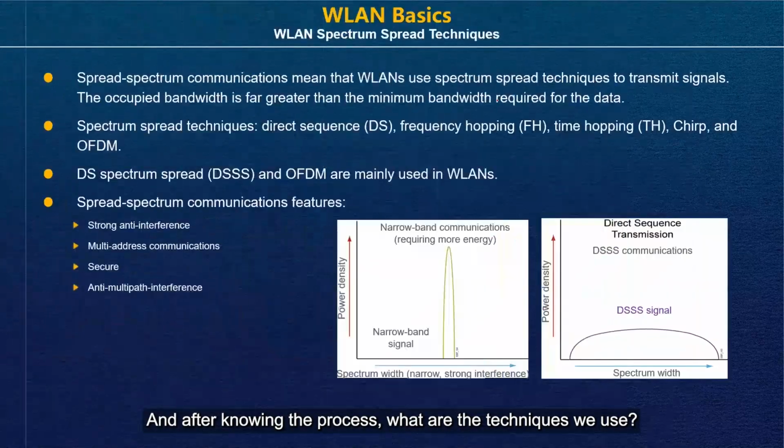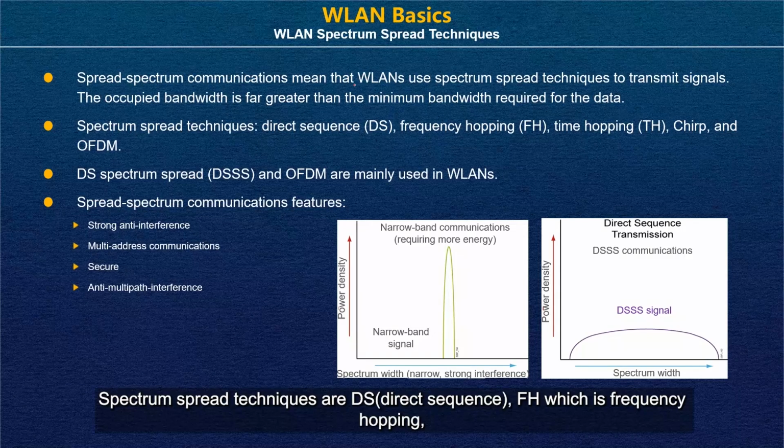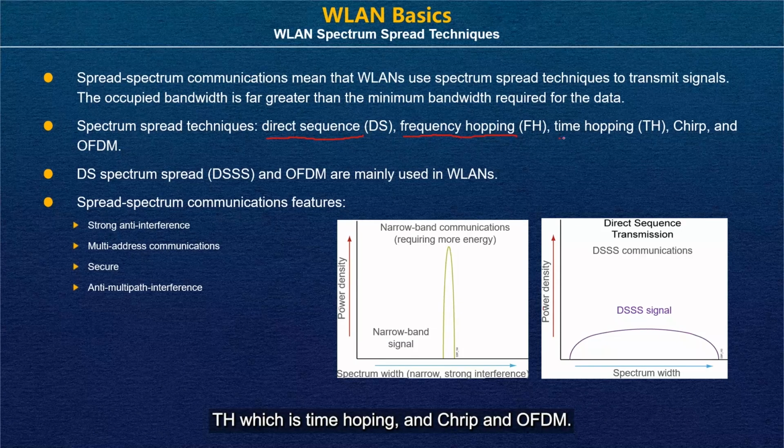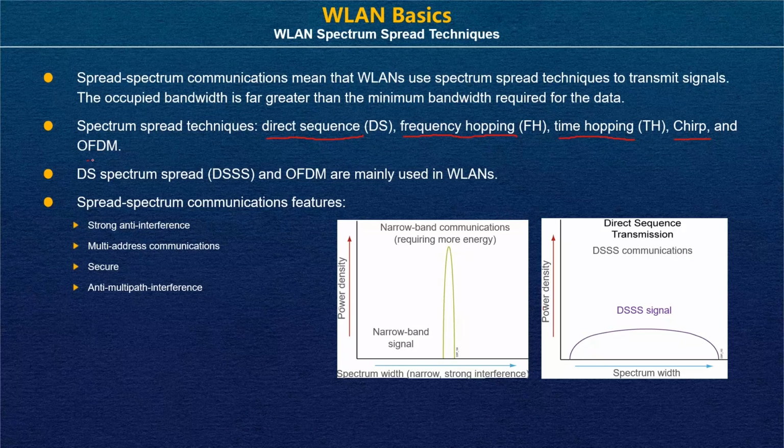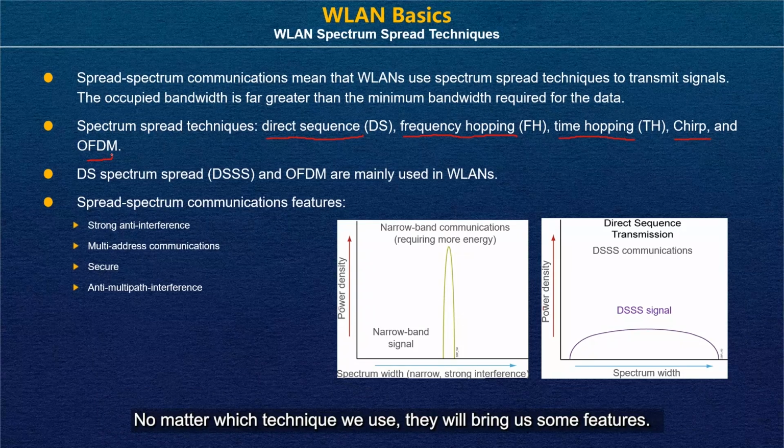And after knowing the process, what are the techniques we use? Spectrum spread techniques are DS, direct sequence, FH, which is frequency hopping, TH, which is time hopping, and chirp, and OFDM. Among all these techniques, DS spectrum spread and OFDM are mainly used in WLANs. No matter which technique we use, they will bring us some features.